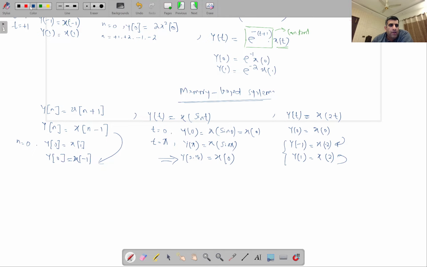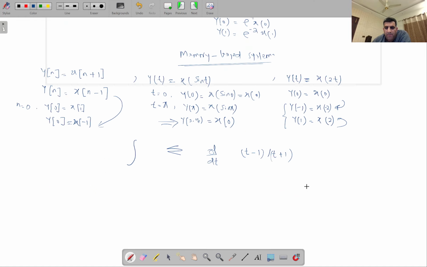So now concluding remarks are, if you have any system which involves either an integral, or a summation, or a differential, or it's a delay system, which means it has terms like t minus 1, or it has a term like t plus 1, which are the delay and advance systems, all these systems are basically memory based systems.